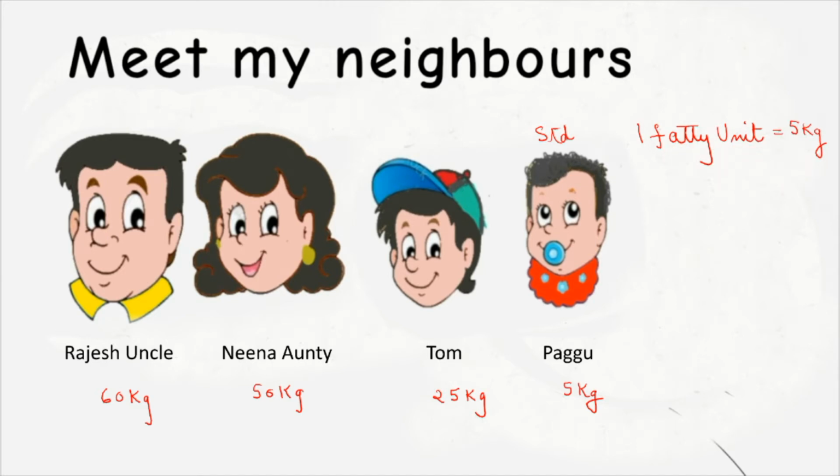If so, is it possible to express their mass in fatty unit? Try that. What's the weight of Pagu in fatty unit? That will be equal to, one only, 1 fatty unit. What about Tom's weight? It will be 5 fatty unit. And Neena auntie will be 10 fatty unit. And Rajesh uncle will be 12 fatty unit. Correct? No. Weight of people is not changing. But we are expressing it in different unit now.